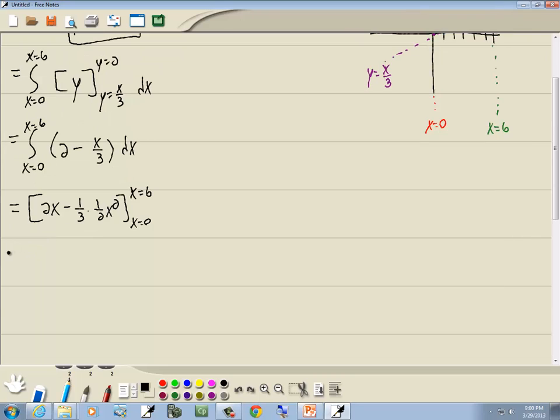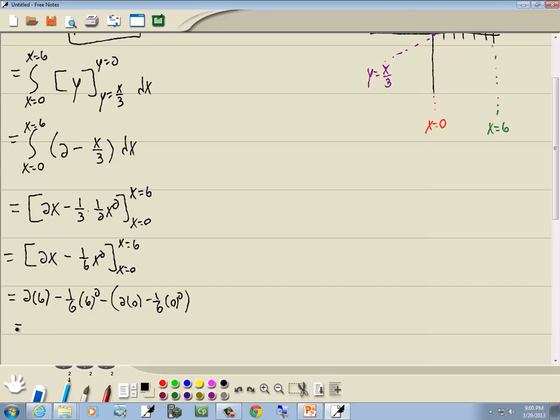And if I plug those in, actually let me simplify a little bit. So I got 2x minus 1/6 x squared. If I plug those in, I get 2 times 6 minus 1/6 times 6 squared, minus, and then I'll plug the 0 in. So we got 2 times 0 minus 1/6 times 0 squared. Well, all these zeros drop away. So then we got 12 minus 6 squared is 36 times 1/6 is 6. So we got 12 minus 6, which gives us 6.